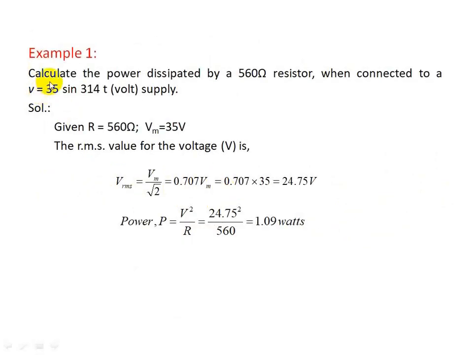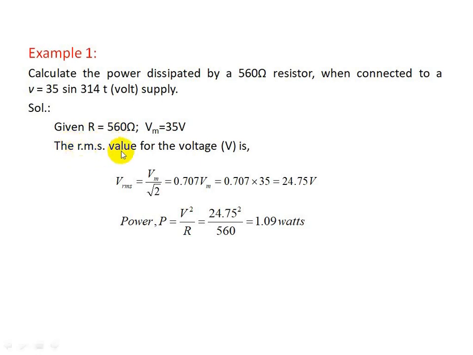And let us see this example. Calculate the power dissipated by a 560 ohm resistor when connected to a voltage source v equal to 35 sin omega t volt supply. So Vm is 35 and omega is 304 and the resistance value is 560 ohm. These are the values given in the problem. You are asked to find the power dissipated in the resistor. Try to remember that the resistor will consume power. The power in turn will be dissipated in the form of heat.